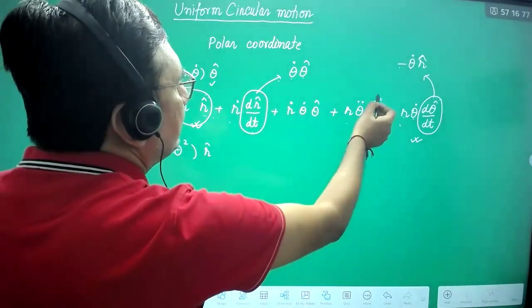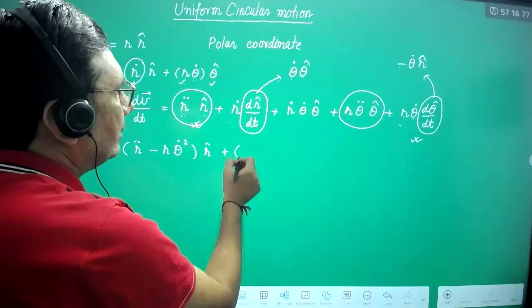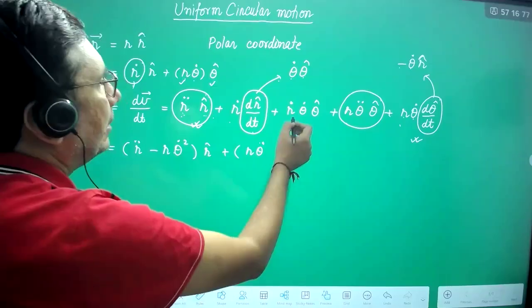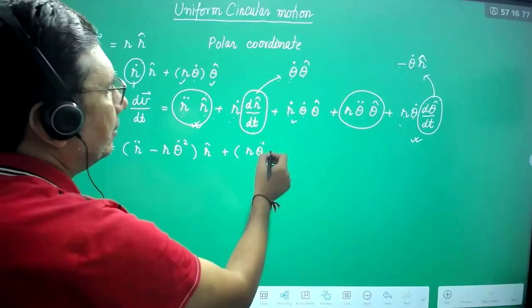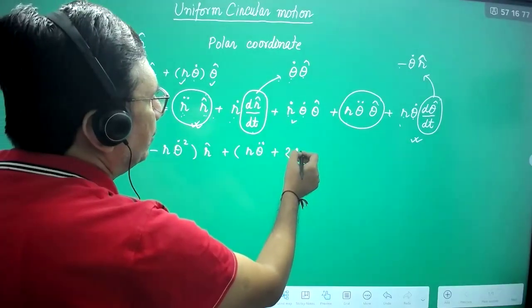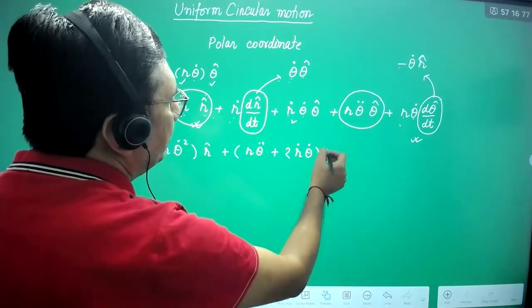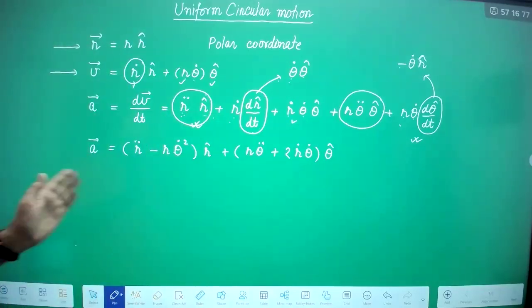Okay. Next, this term I am using, this is theta cap. So plus this R theta double dot. And if you look at this term, this is R dot theta dot. This is also R dot theta dot. So this will be 2 times R dot theta dot, and this will be theta cap. So this is the expression of the acceleration in terms of polar coordinates.